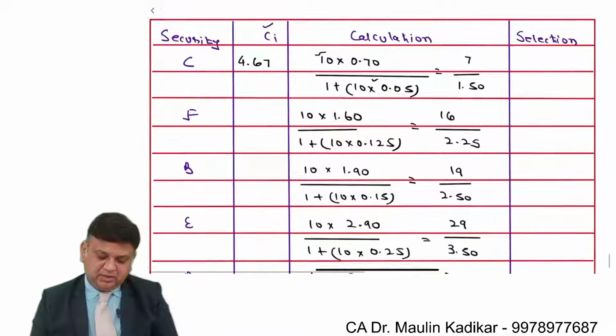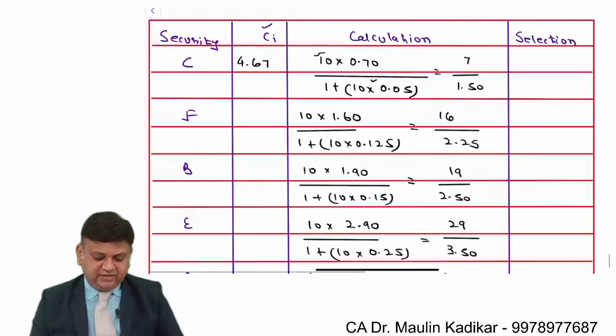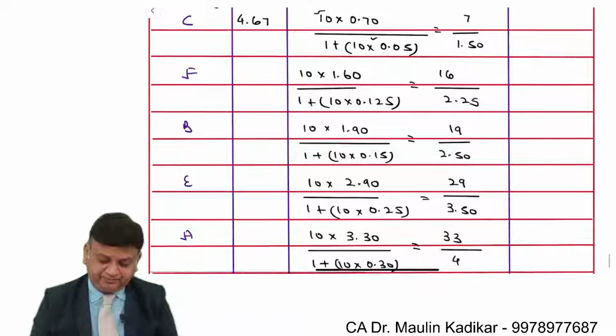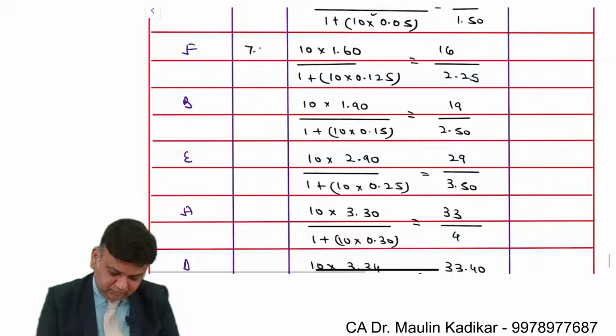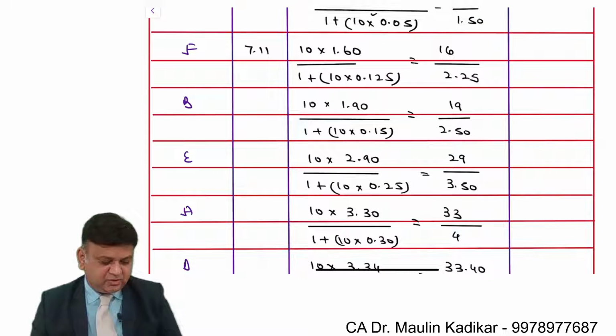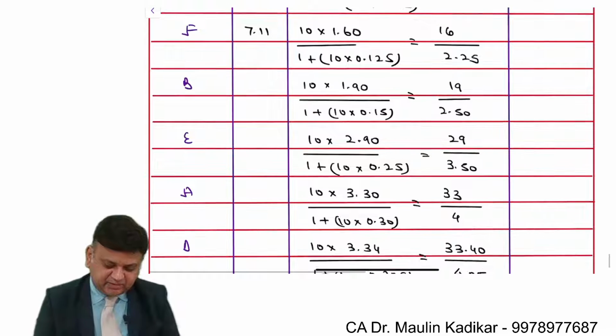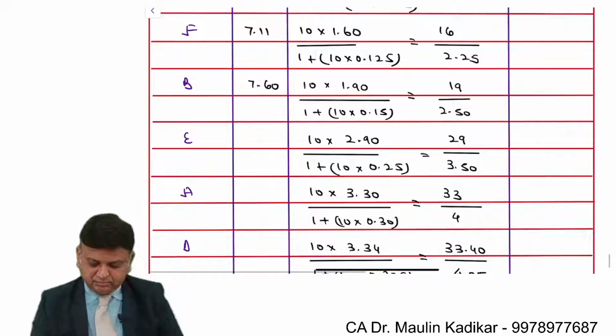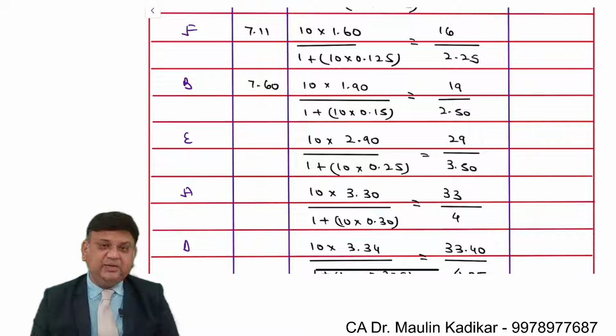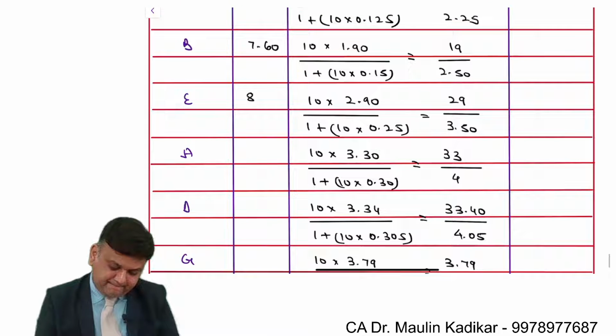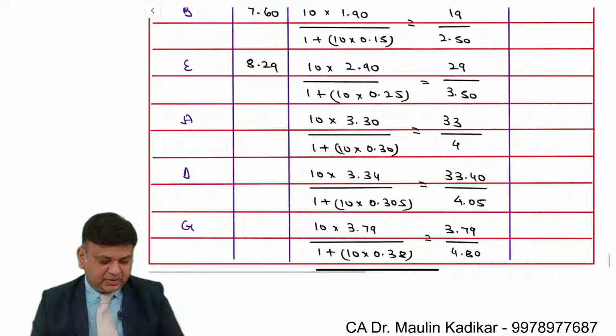Okay. Now we'll make the calculation of the CI value. It is 16 divided by 2.25, 7.11. 19 divided by 2.5, it is 7.6. 29 divided by 3.50, it is 8.29. 33 upon 4, 8.25.